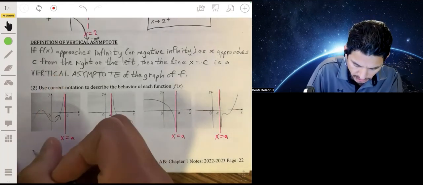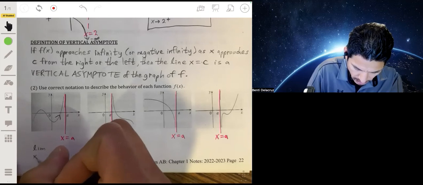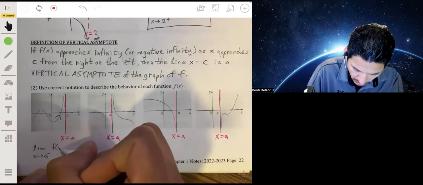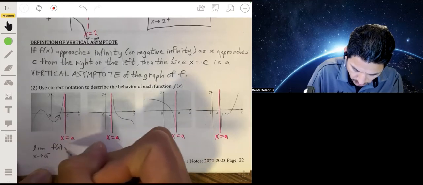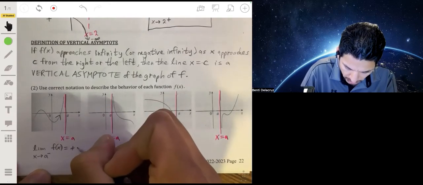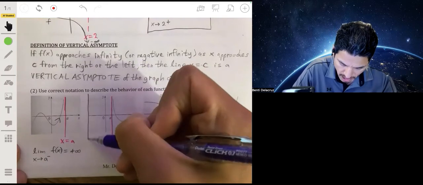So we say the limit as x approaches a from the left side, or from the negative side, of f of x is equal to positive infinity. Okay, you don't have to write that positive sign, but I like doing it for whatever reason.